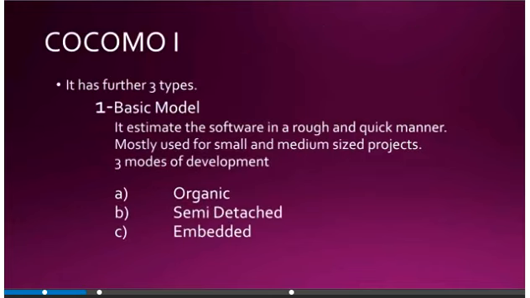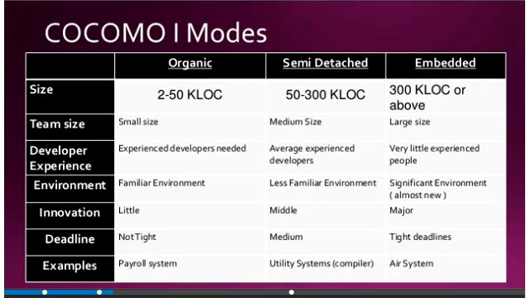First, we can see about the COCOMO 1 model. The COCOMO 1 model is further classified into the basic model, intermediate model, and complete or detailed COCOMO model. First, the basic model estimates the software in a rough and quick manner, mostly used for small and medium-sized projects. It has three modes of development: organic, semi-detached, embedded. We can see in detail about the organic, semi-detached, and embedded models.